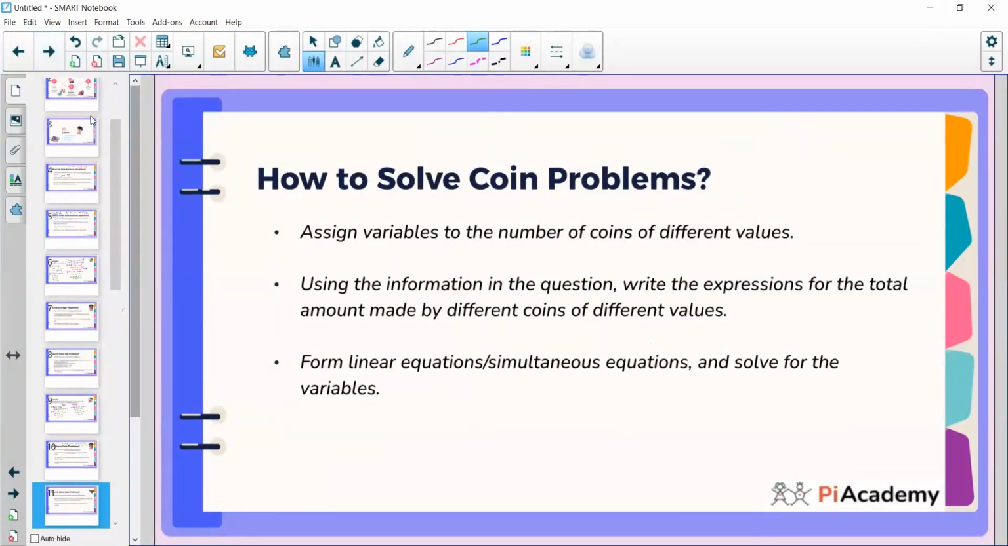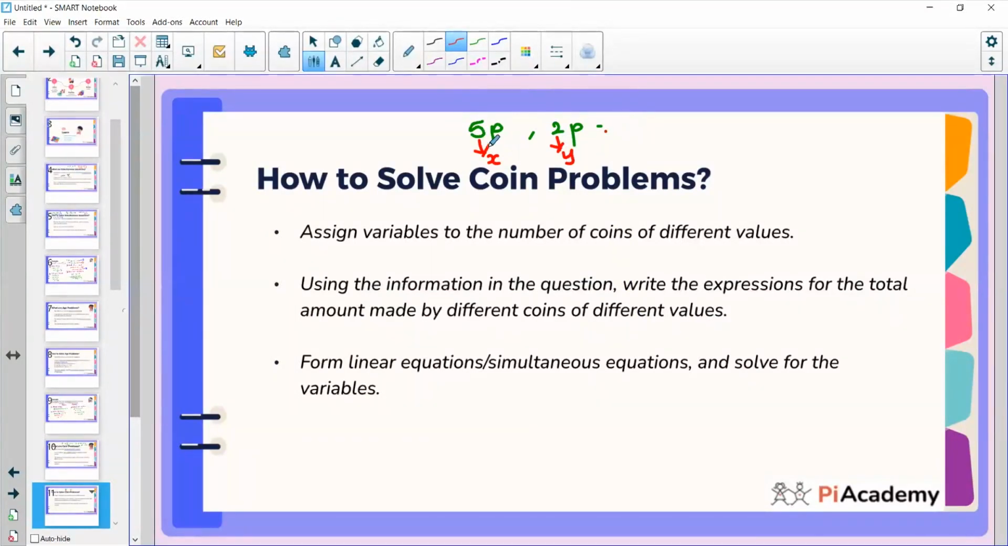How to solve coin problems? Assign variables to the number of coins of different values. So suppose you have 5p coins and 2p coins. So you can assign the variables as you have x number of 5p coins and you have y number of 2p coins. Then using the information in the question, write the expressions for the total amount made by coins of different values. Now, how are you going to do so?